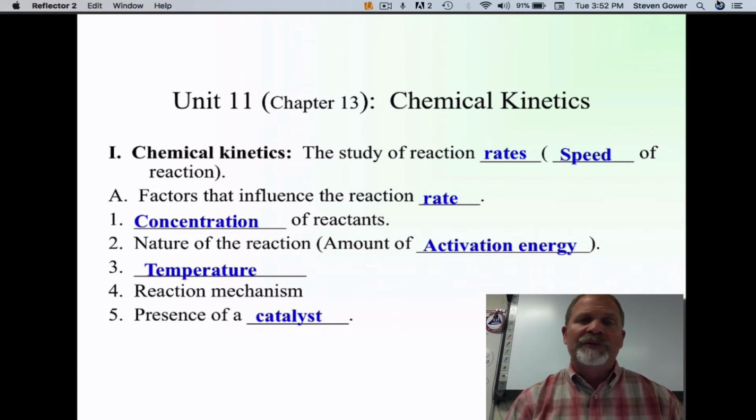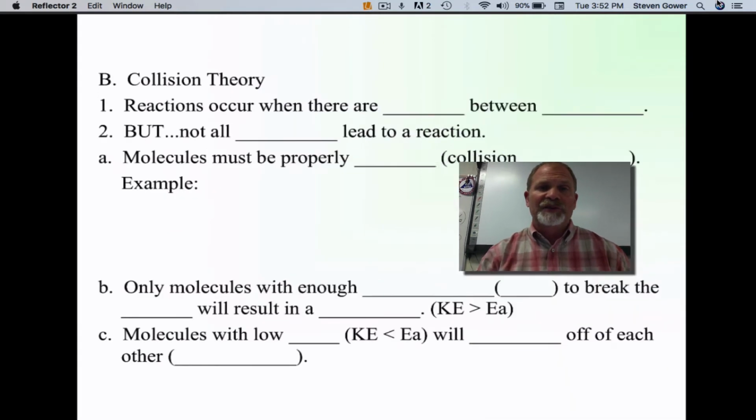Temperature. Temperature focuses on kinetic energy. It will increase the number of collisions because they're moving faster, but the primary aspect is that with increased temperature, we increase the kinetic energy. Reaction mechanism, that just goes after the slowest of our elementary steps. The slowest runner on a relay team, the slowest swimmer on a swim relay team, that is your rate determining step. And lastly, catalyst. Catalyst lowers the activation energy.